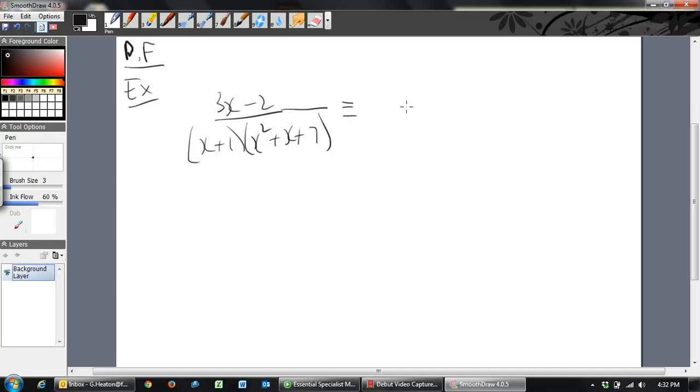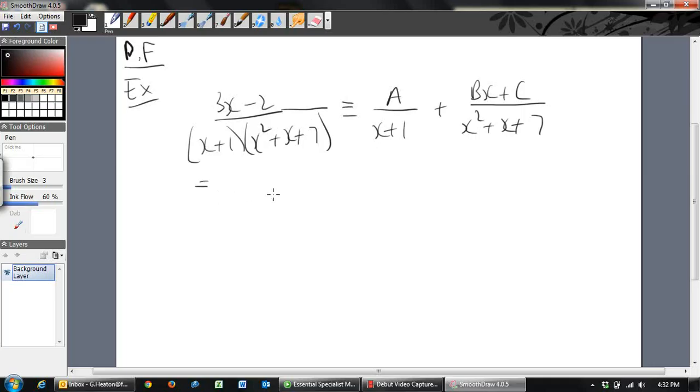So how we'd write that is equal to, do the linear factor first, that'll be A over (x + 1), and then do your quadratic factor, so you write a linear term on the top with your quadratic on the bottom, (Bx + C) over (x² + x + 7). That's how you write it, and then you put them together and solve for A, B and C. And that's what it would look like.